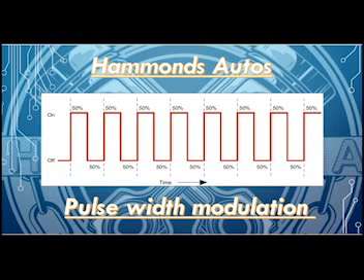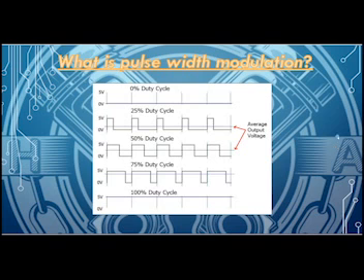Today I'm going to be talking about pulse width modulation. Pulse width modulation is basically how long something is on for and how long it's off for. I've put a few diagrams here for you to have a look at, which are based off the duty cycle of a certain component, whether it's a sensor or a motor or even a light bulb.